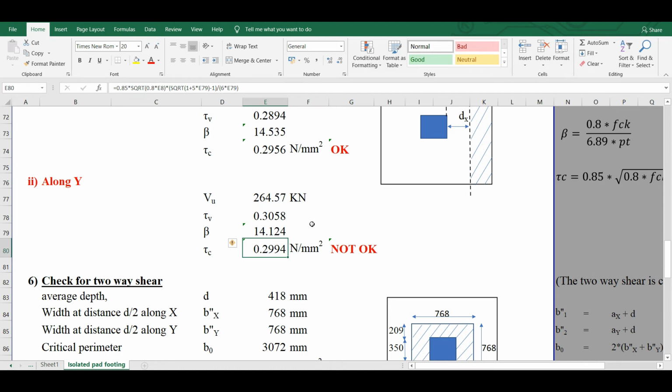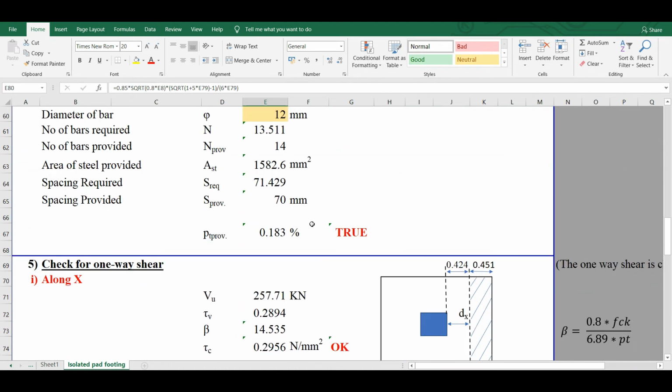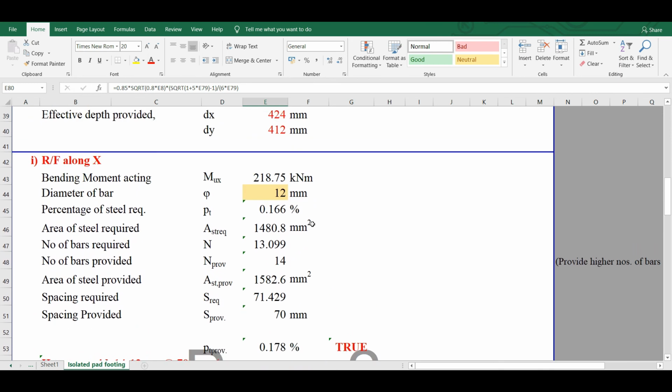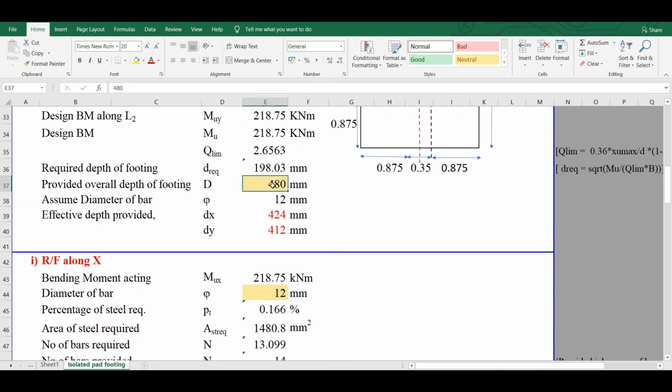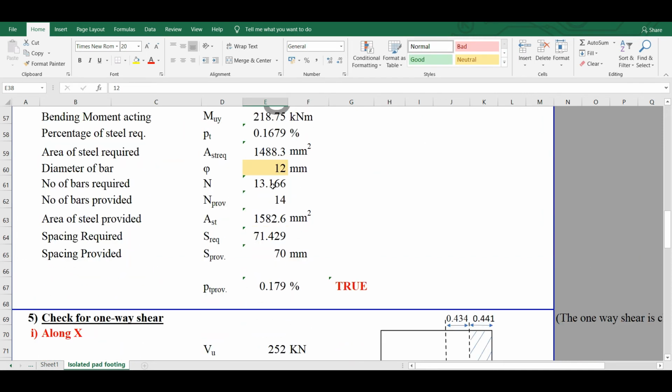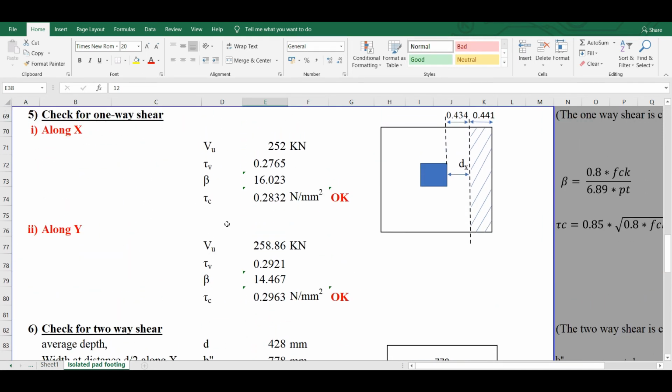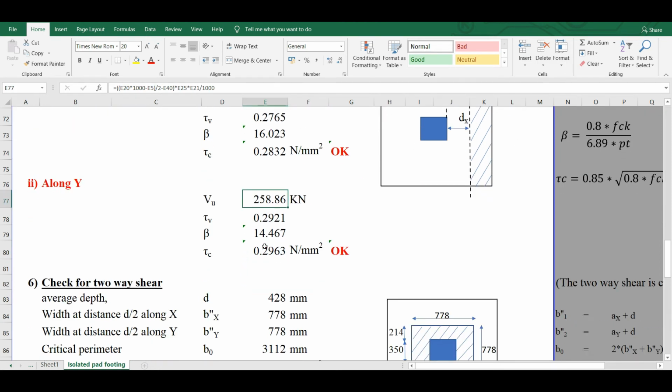So what we will do is we will increase the overall depth of the section. So overall depth of the section is 480. So here I will take 490. So now the check for one-way shear is satisfied in both the directions. The check for one-way shear along the Y direction will also remain the same. That is, we will consider a section at a distance of dy from the face of the column, and we will calculate the shear force in the similar manner.